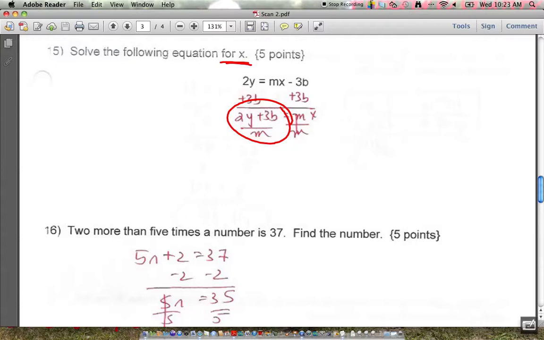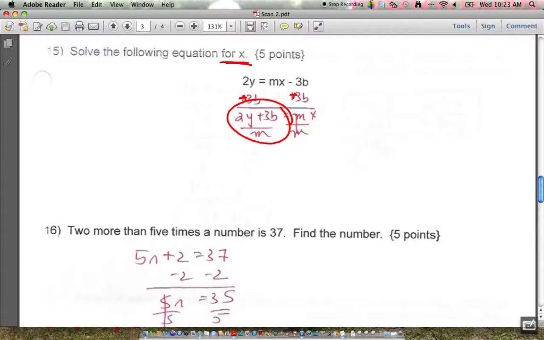The answer should have been +2. When you have something like this, you can't make a sloppy mistake, because you don't actually try to add. You just write 2y plus 3b over m. You don't do anything else. Because this said -3b, I have to do the opposite, which is plus 3b. So just do the steps right, and you'll be in good shape.